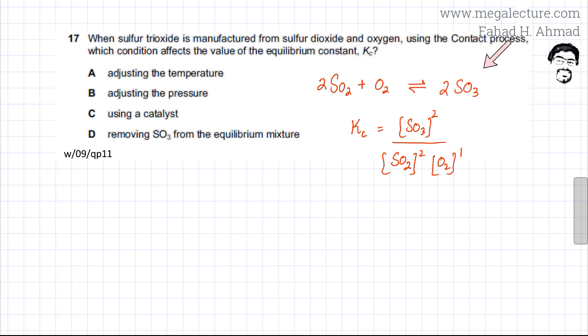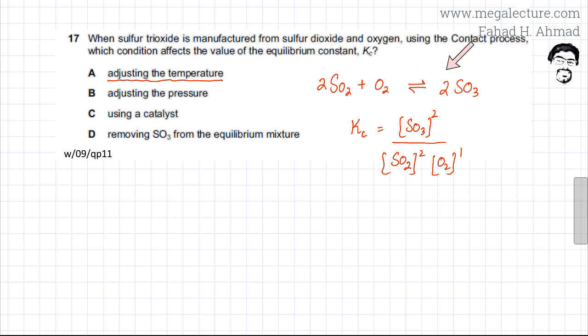So it's the ratio of the products to reactants. And now the ratio is always a constant. Changing concentration or changing pressure would not affect the value of Kc. There's only one thing that affects the value of Kc, and that is if you adjust the temperature. A temperature change is going to affect the value of Kc.